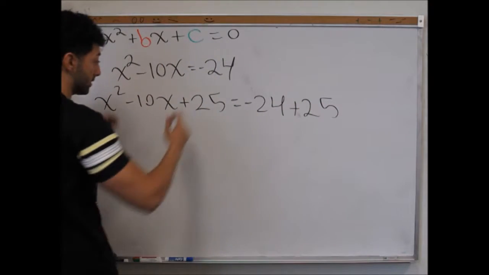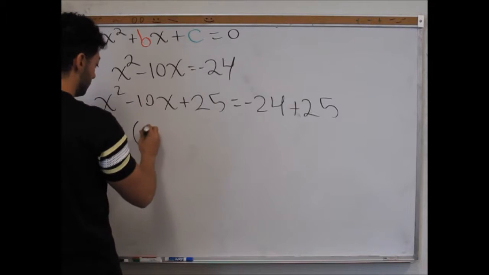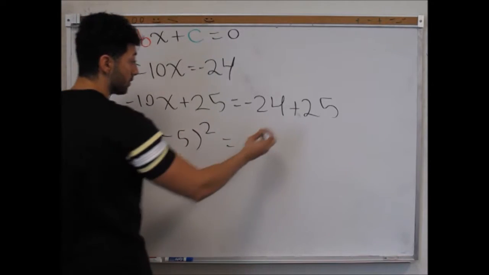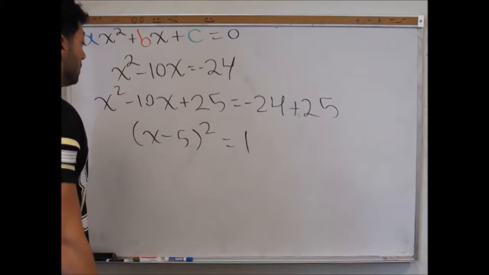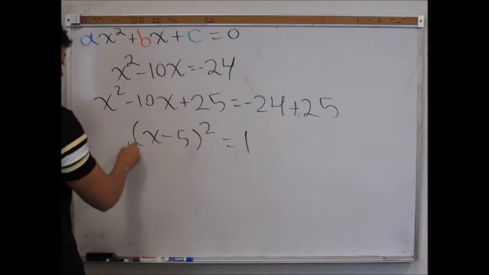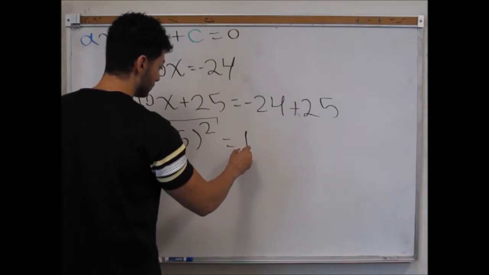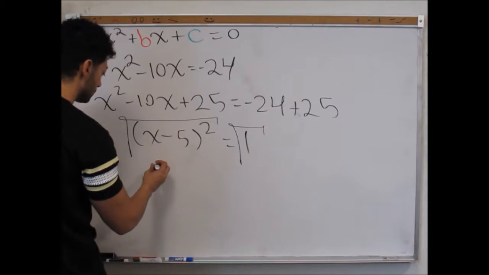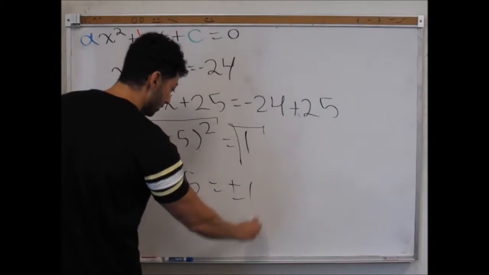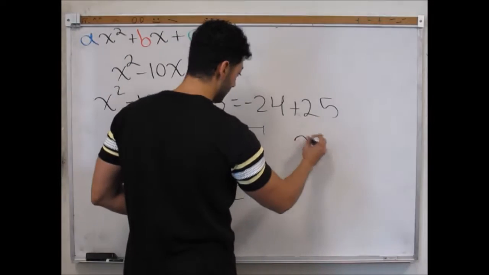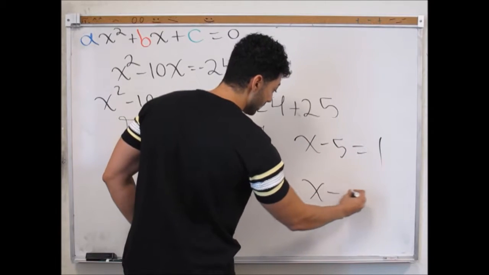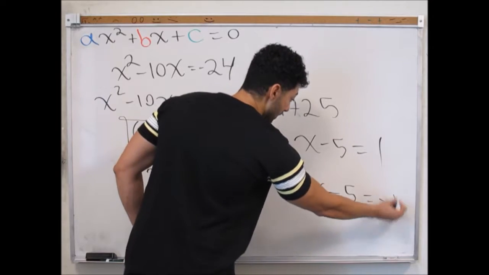This will factor nicely, so you get x minus 5 squared, and this will just be 1. Now it's just like extraction of roots, so we're going to take the square root of both sides. So we get x minus 5 equals plus or minus 1. So we come off over here and we get that x minus 5 is equal to positive 1, and x minus 5 is equal to negative 1.